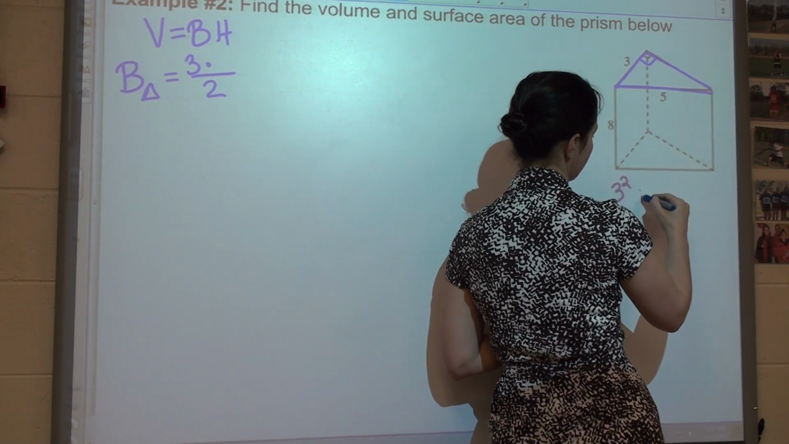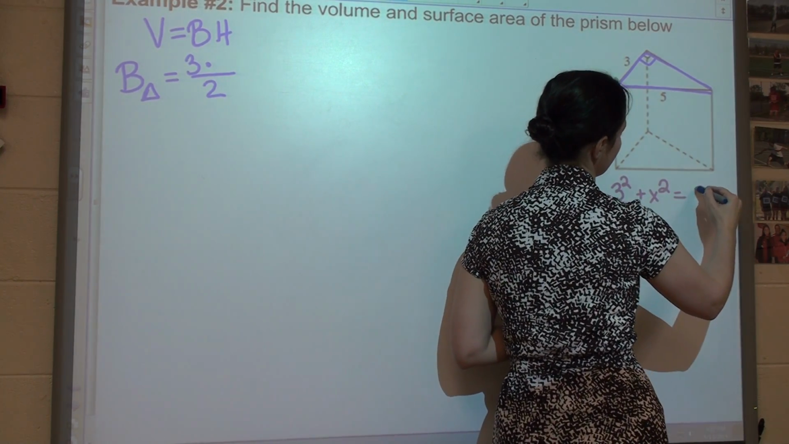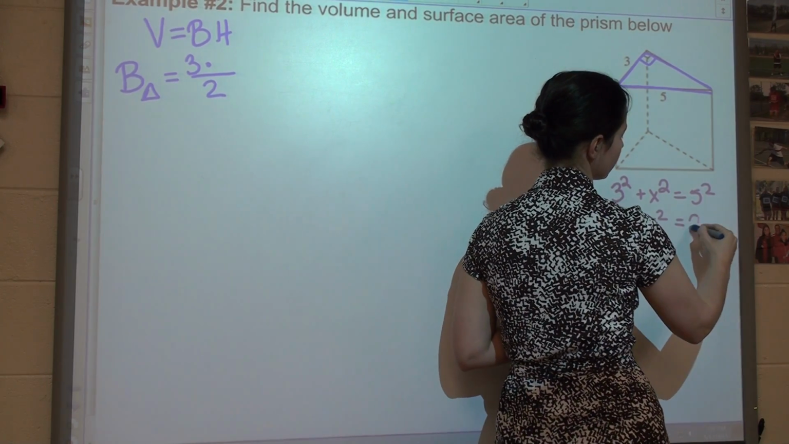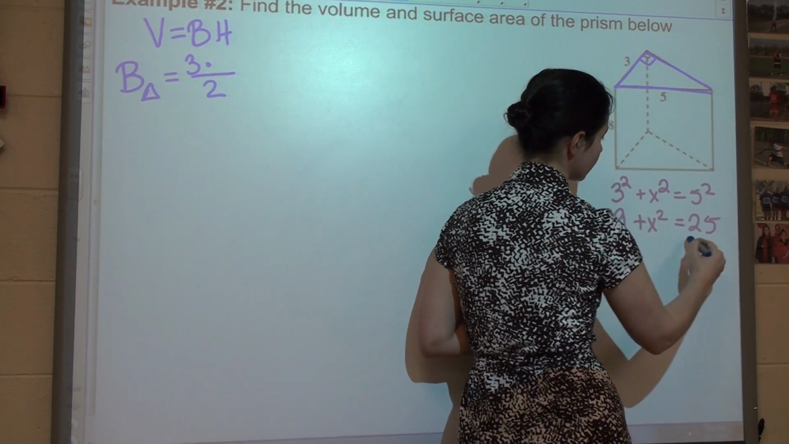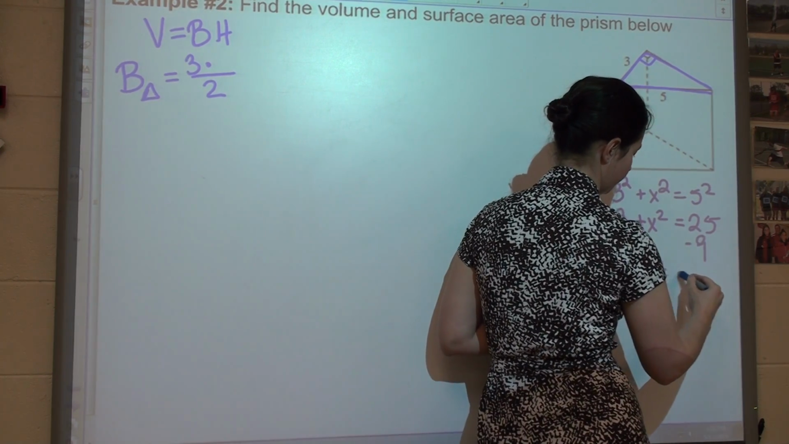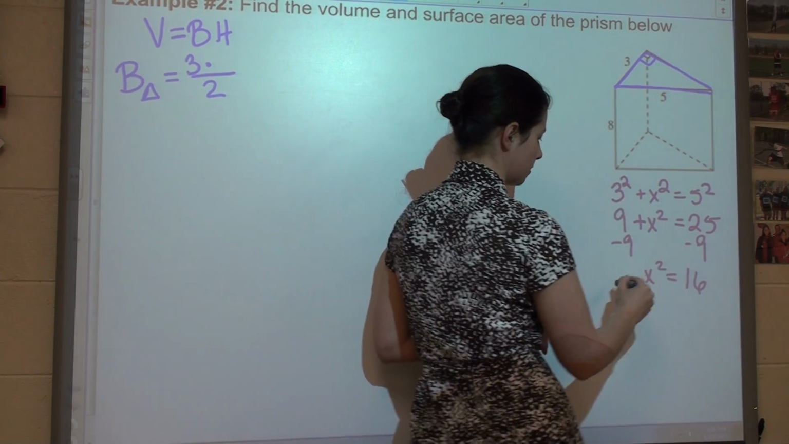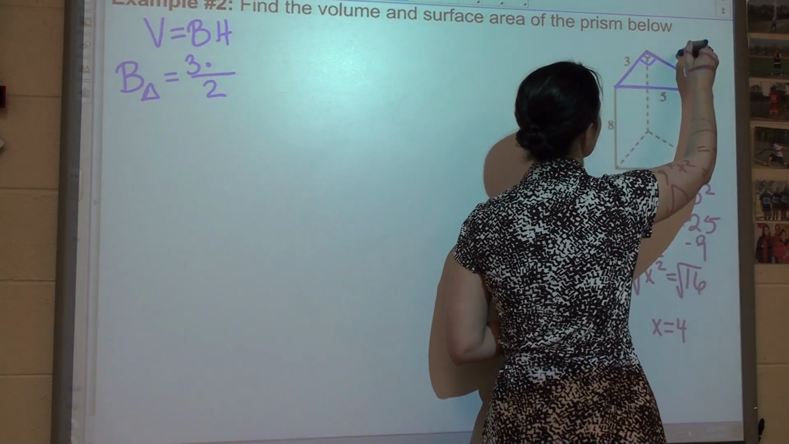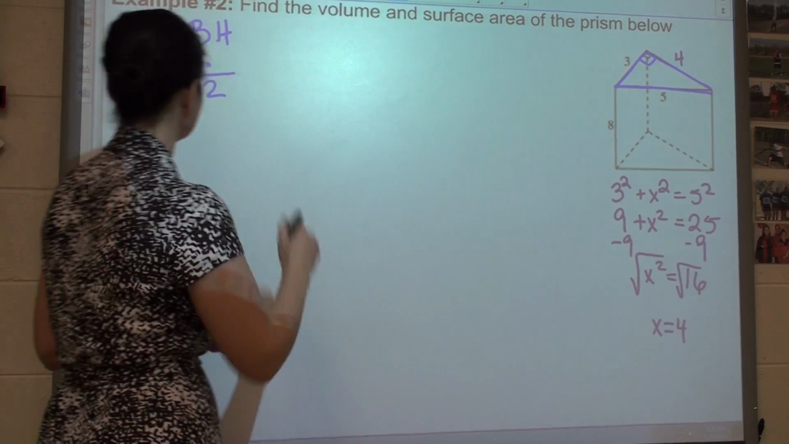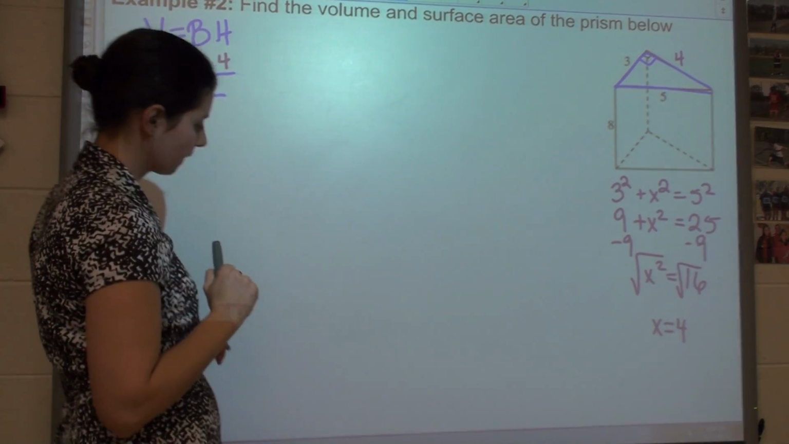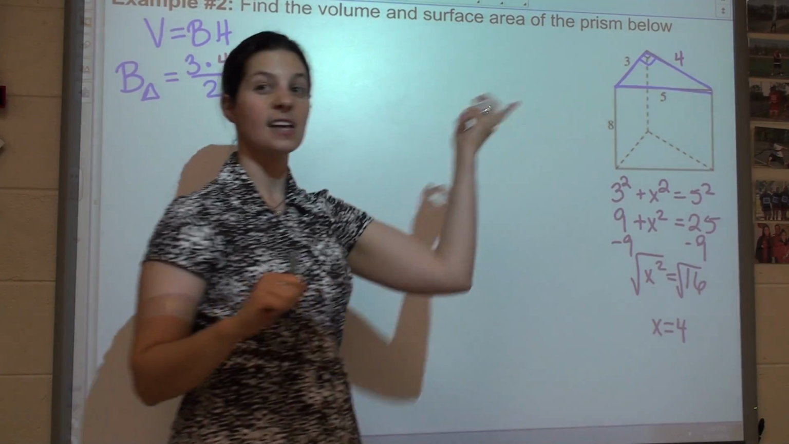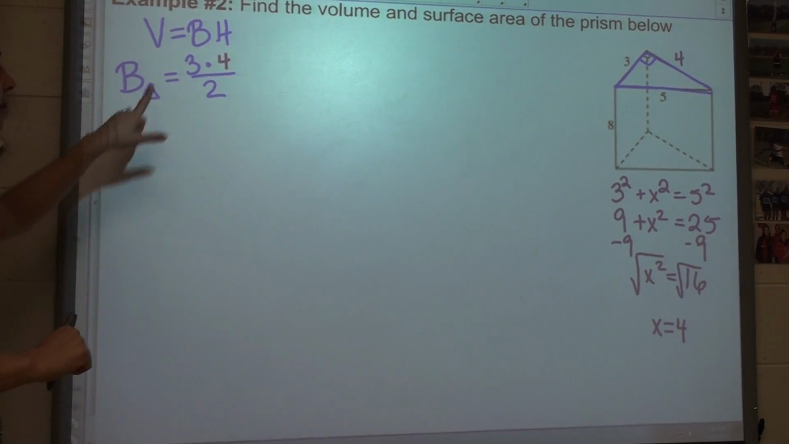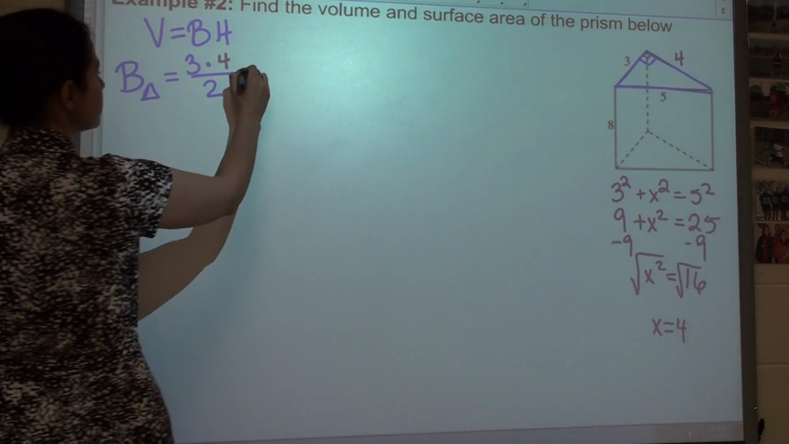So we've got 3 squared plus, we'll call it x squared, equals 5 squared. 3 squared is 9, 5 squared is 25. You subtract 9 from both sides, which gives you 16. And then we're going to take a square root. We get x equals 4. You may have also noticed that it's a Pythagorean triple of 3, 4, 5, in which case, good job, great job, we love that. 3 times 4 is 12, divided by 2 is going to give you 6.